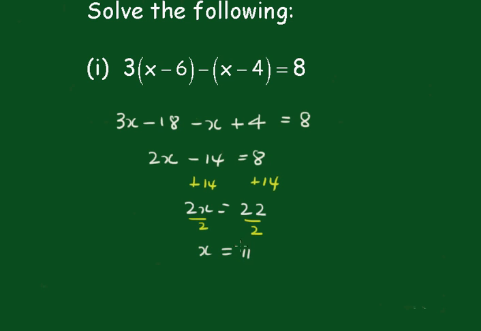If you like, check this one, putting 11 back into here. And in here, we're going to get 11 minus 6 is 5, and 3 times 5 is 15. Putting 11 back into here, and taking 4 away, we'll get 7. Minus 7, and 15 minus 7 is 8. So you know you're correct. It's not a bad idea to do that little check step with a more involved equation, if you've got time in the examination, of course.